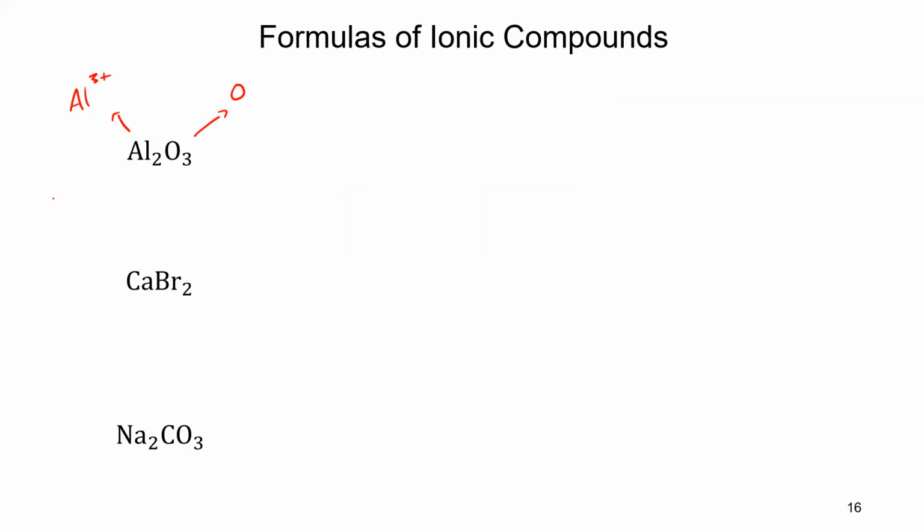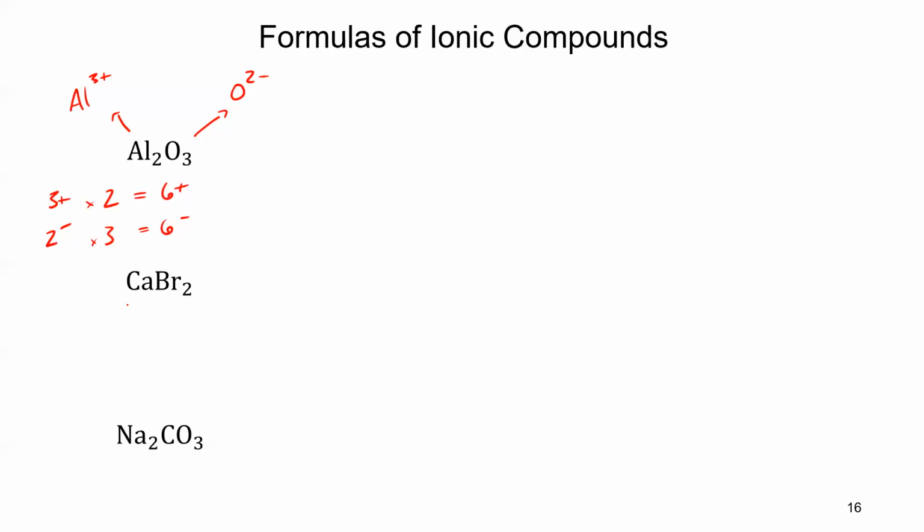So if there are 3 positive charges on the aluminum, and there are 2 aluminum ions, what's the total amount of positive charge? 6. That's right. I've got 6 plus charges because I've got 2 aluminums with 3 positive charges each. And so I need to have 6 negative charges so things balance out. I've got 3 oxygens, so that must mean each oxygen is a 2 minus. And of course that follows with what we know from our periodic table. Oxygen has a 2 negative charge, right?